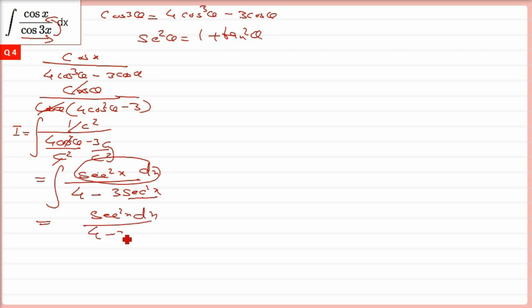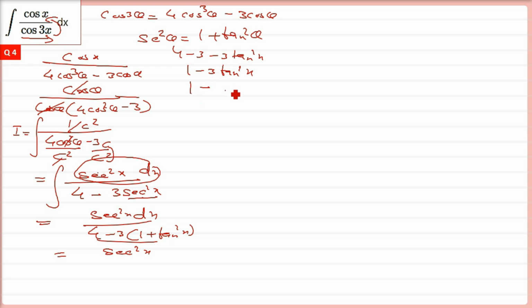Some people will argue, why are you not doing this in the numerator also? But it's our game. That's how mathematics works. So sec square x in the denominator we have taken as 1 plus tan square x, and sec square x in the numerator. But this 4 minus 3 into 1 plus tan square x will become 4 minus 3 minus 3 tan square x. That will give you 1 minus 3 tan square x.